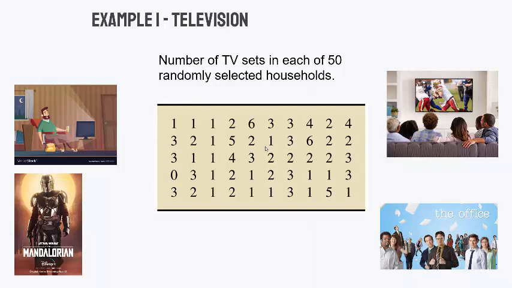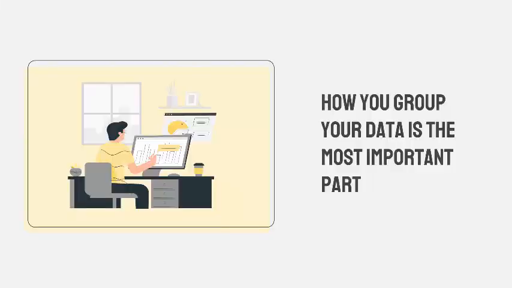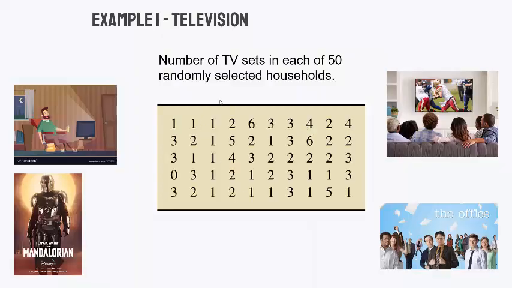Now what you want to do is summarize these 50 data values with a frequency distribution or frequency table, just like you did with qualitative data. But this is quantitative data, discrete data values. So how do we take these 50 raw data values and summarize them? It turns out that how you group your data here is the most important part. So I want to take this data and develop little groups or classes that I put my data in.